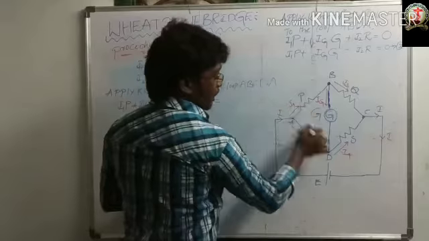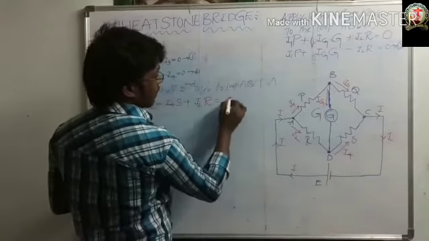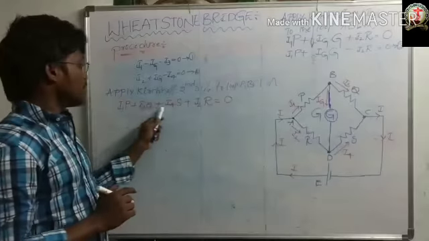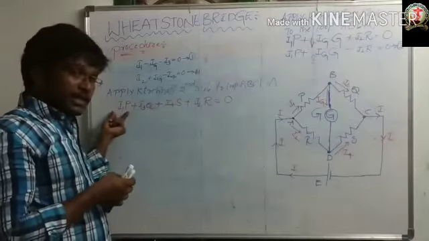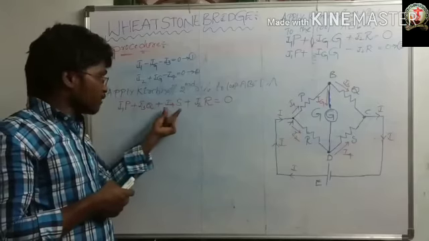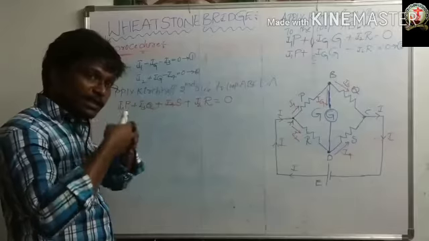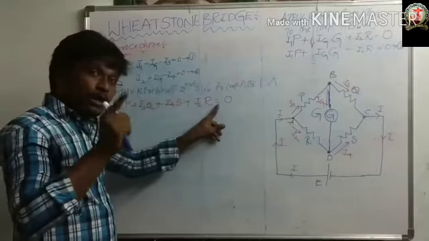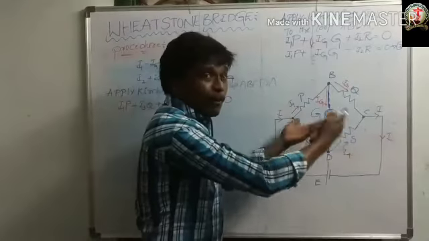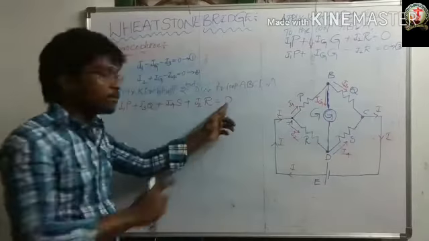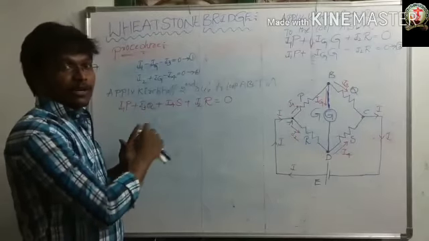In this loop, is any electric cell there, any EMF there? No. So here it is 0. The algebraic sum of the products of current into resistance is equal to the total EMF of that loop, but in that loop there is no EMF, so I kept 0 here. This is from the definition I wrote here.